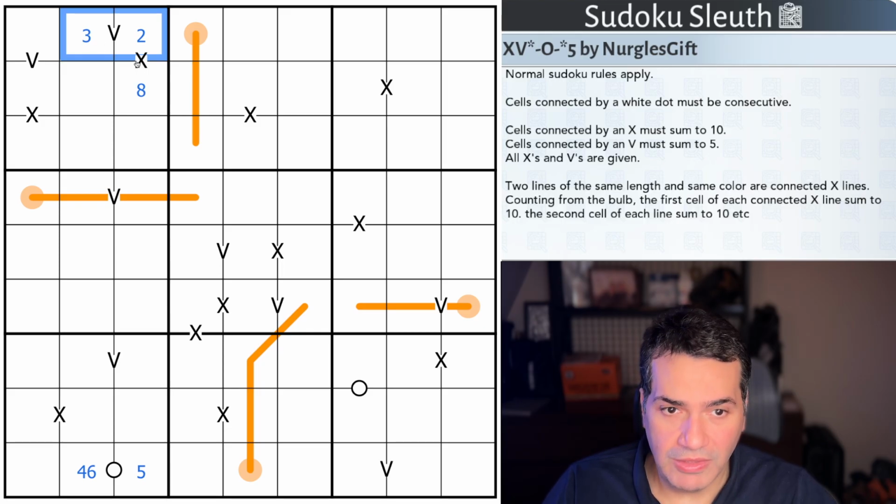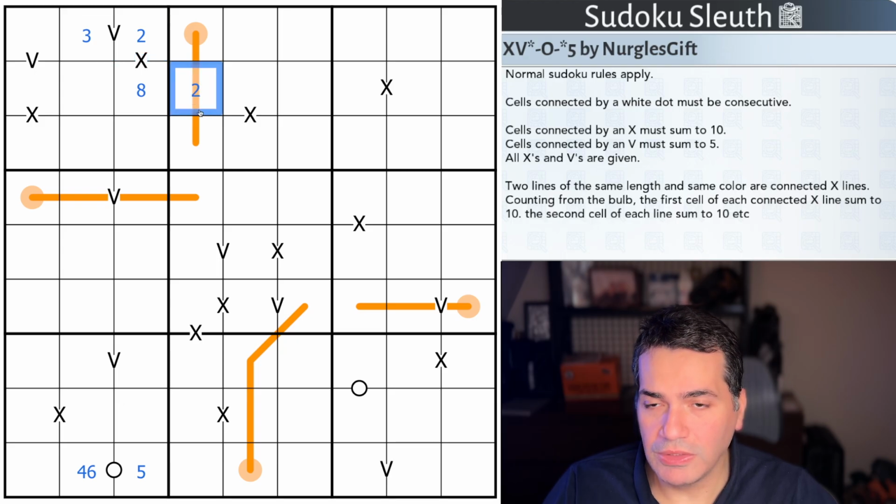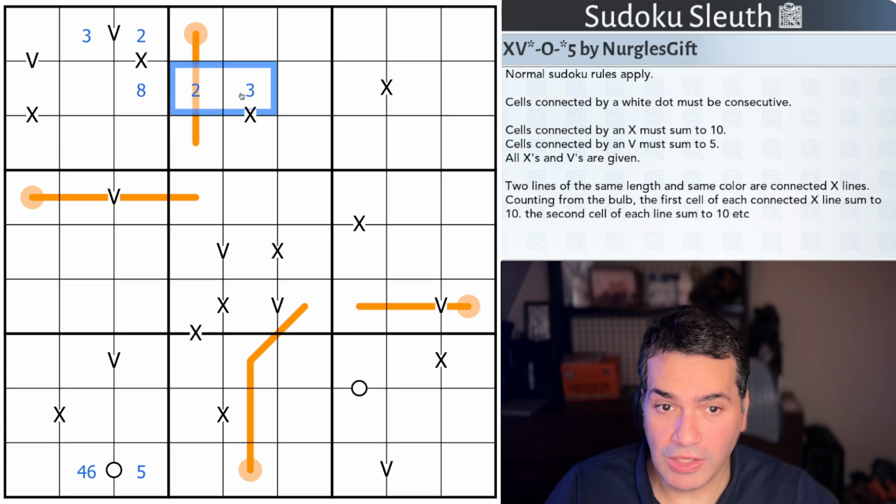Now, very explicitly, all X's and V's are given. If I put a 2 in here, I have broken the puzzle. These two cells add up to 10, and they do not have an X between them. If I add a 3 in here, I have broken the puzzle again. These two cells add up to 5, and there's no V between them. So negative constraints for the X's and V's do apply.